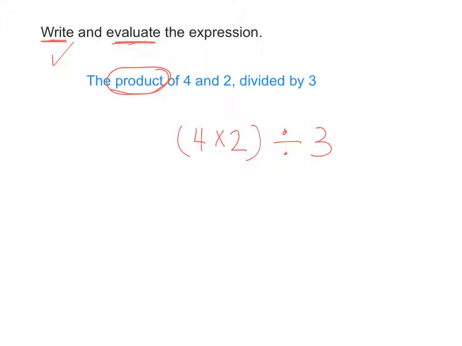What is 4 times 2? 8 divided by 3. How can I write 8 divided by 3? How can I solve that? I have a couple options. I could either use the standard algorithm, or I could write it as an improper fraction. Let's practice writing it as an improper fraction.